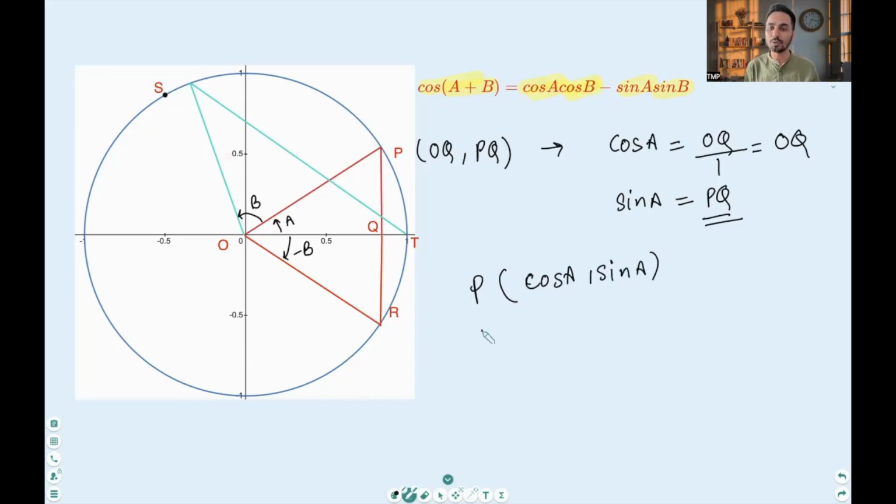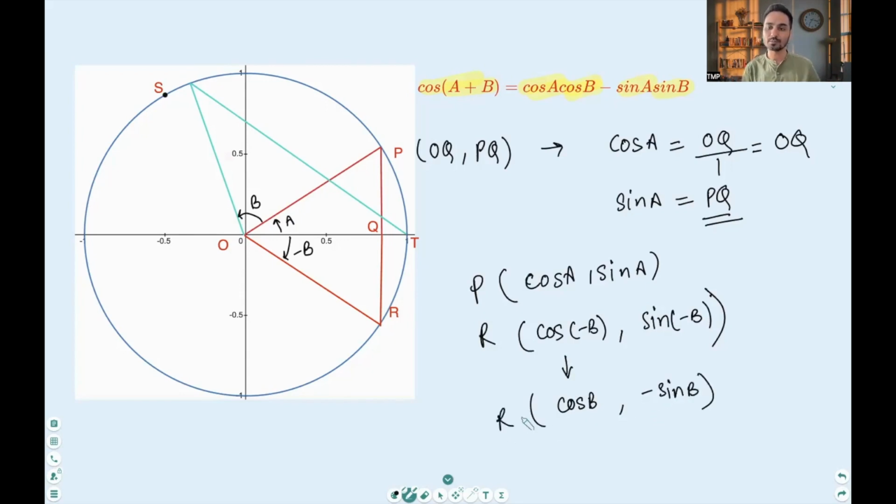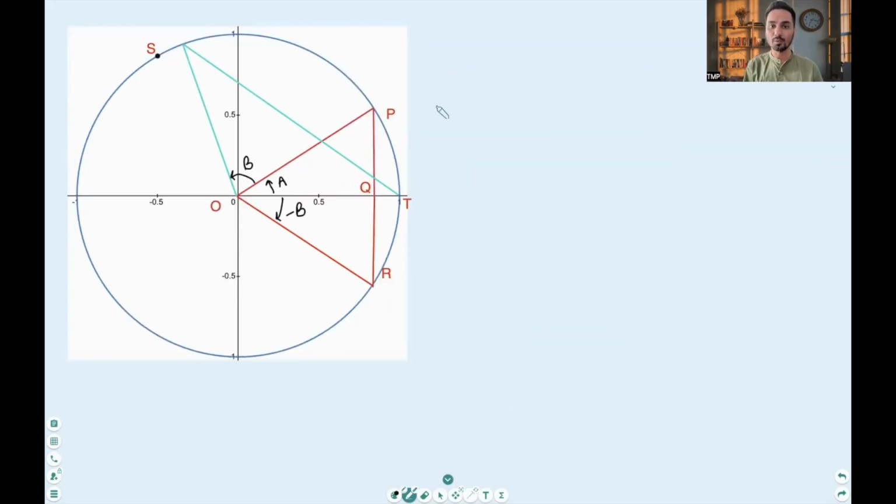In a similar manner, we can prove that the coordinates of point R are cos of minus B, comma, sine of minus B. And as we learned in the previous video, cos of minus B is the same as cos B, and sine of minus B is minus sine B. So point R can be given as cos B, comma, minus sine B. In the same way, we can prove that point S is cos(A plus B), comma, sine(A plus B).